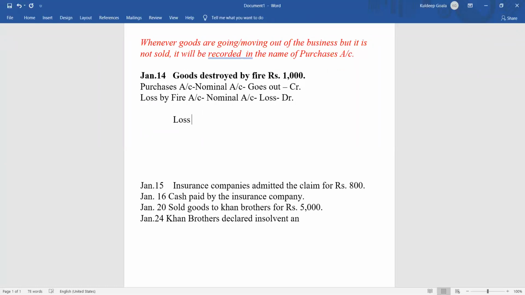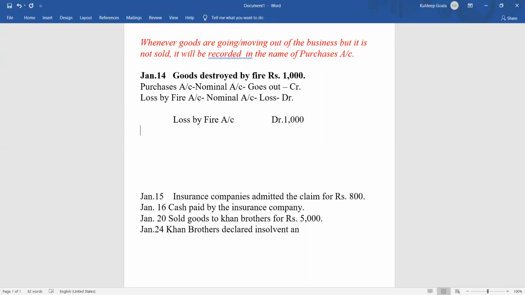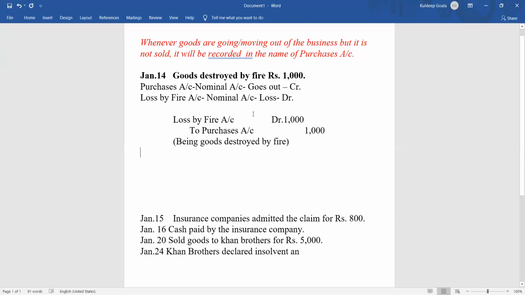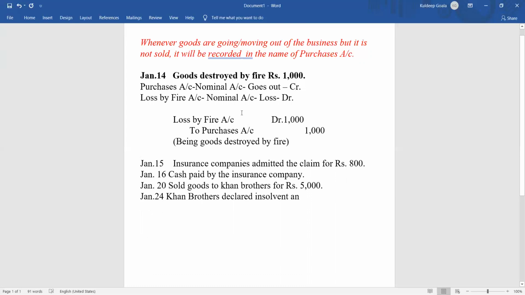So ultimately the journal entry will be like this. Loss by fire account debit, 1000, to purchases account. What is the narration? Being goods destroyed by fire. This is how the transaction will appear. Is it clear, everyone? Now we will go to the next transaction.